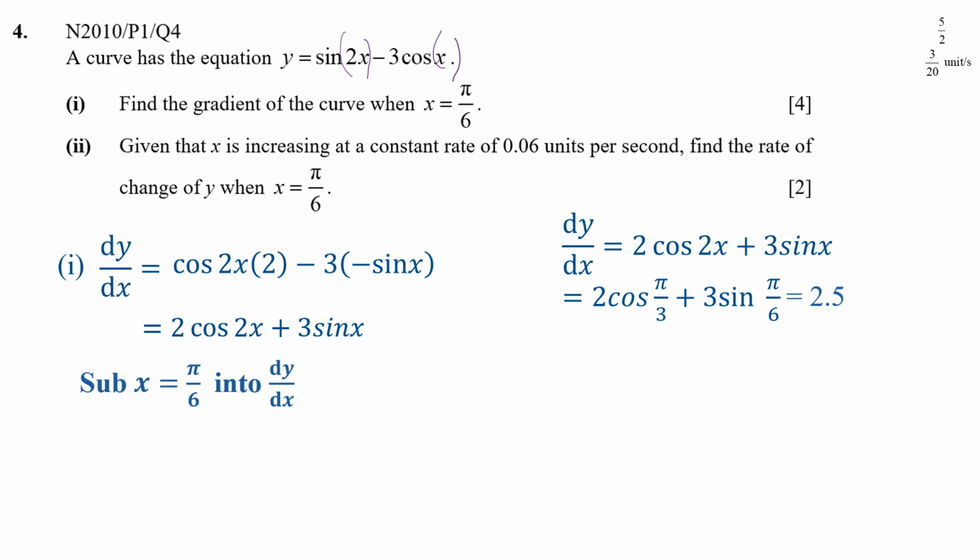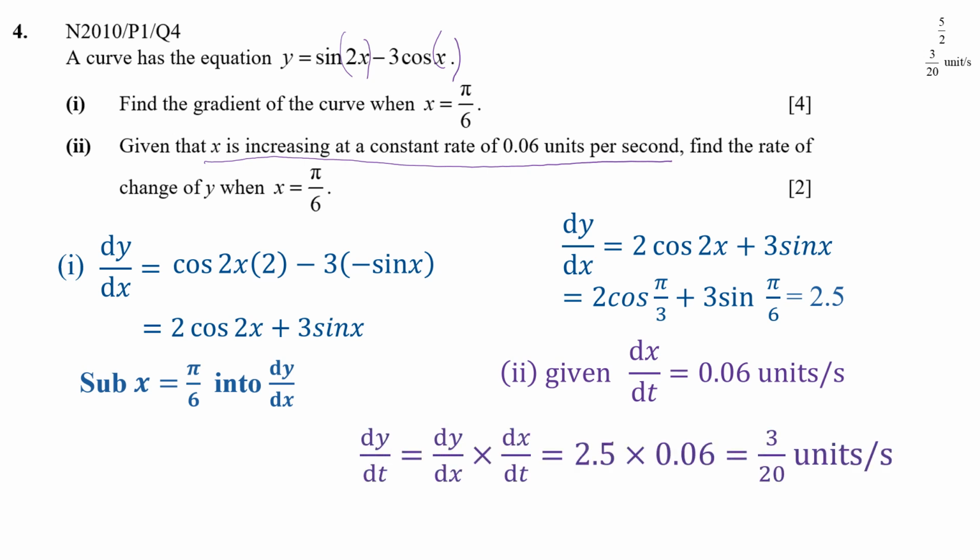Part 2 is rate of change. If you recall how we do rate of change, x is increasing at a constant rate of 0.06 units per second. Converting this to mathematical symbols, it means dx over dt is equal to 0.06. Then what are we asked to find? We're asked to find dy over dt.